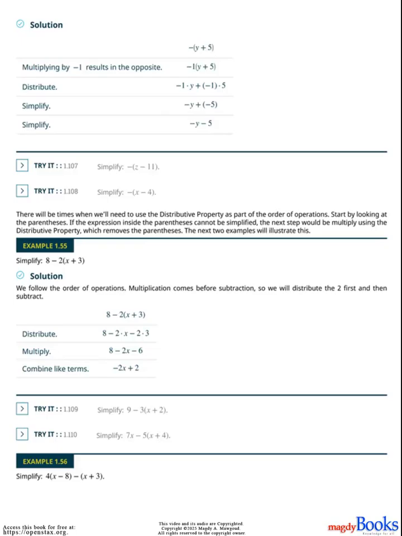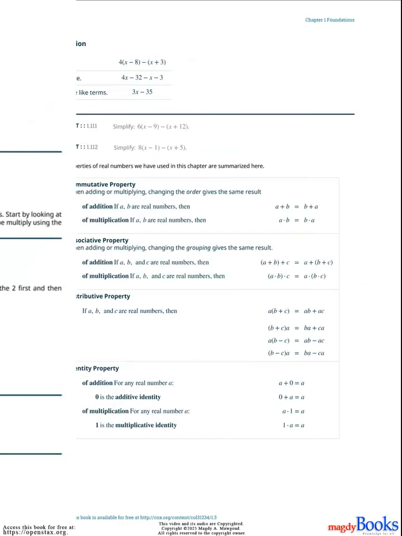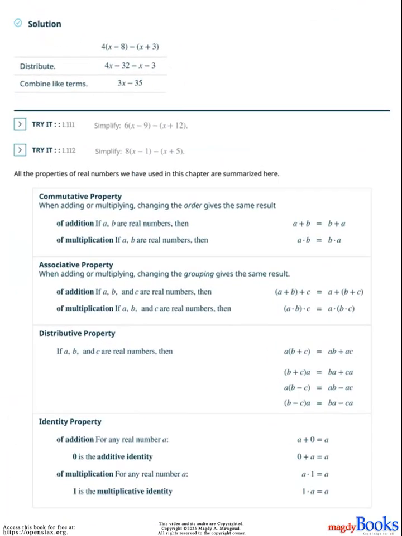Example 1.56. Simplify. 4 times open parenthesis x minus 8, closed parenthesis, minus open parenthesis x plus 3, closed parenthesis. Solution. Distribute. 4x minus 32 minus x minus 3. Combine like terms. 3x minus 35.